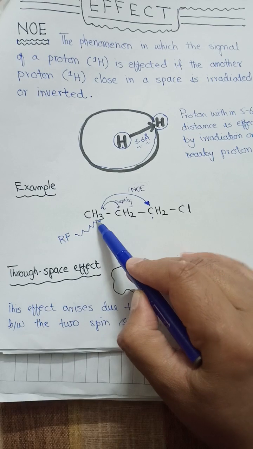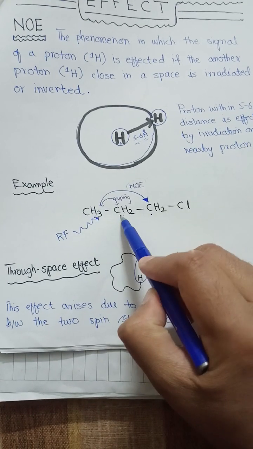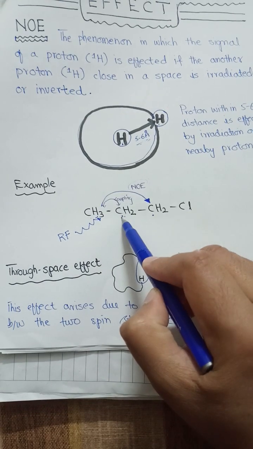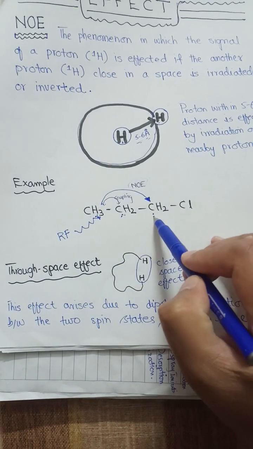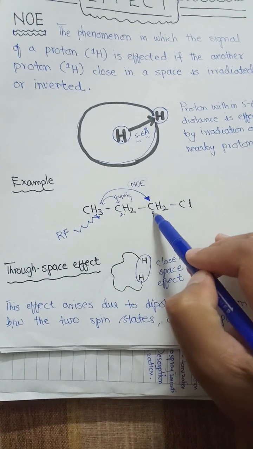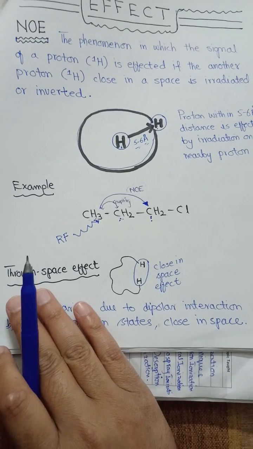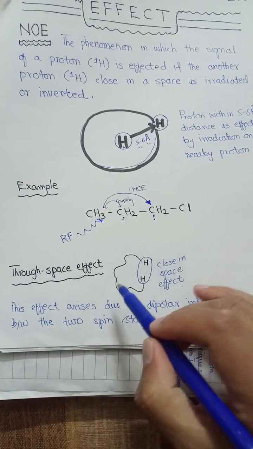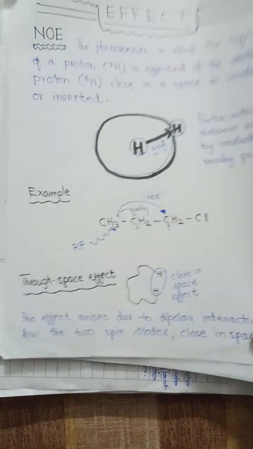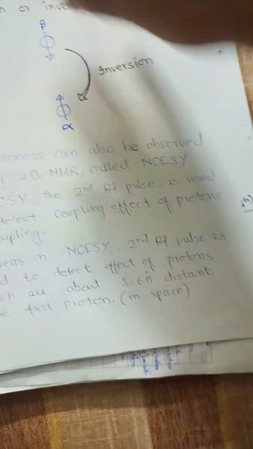From CH3 to CH2, this will be J coupling, and it can be expressed by COSY, whereas if this proton is affecting this proton, it can be observed by NOESY, that is, the nuclear Overhauser effect. This is also called a through-space effect, so a close-in-space effect or through-space effect.